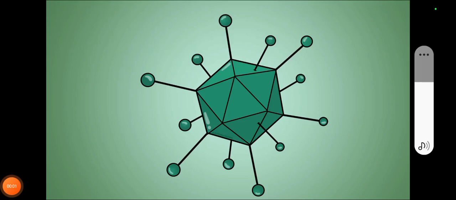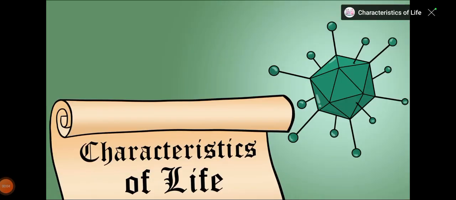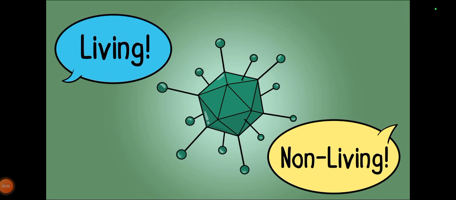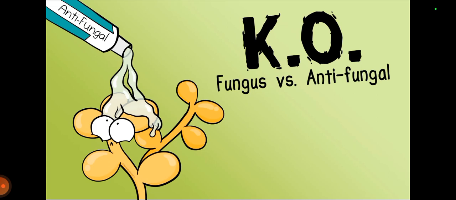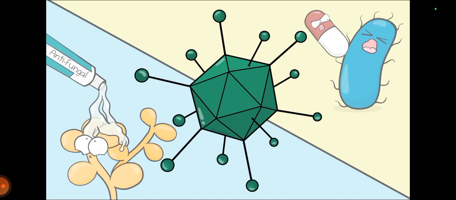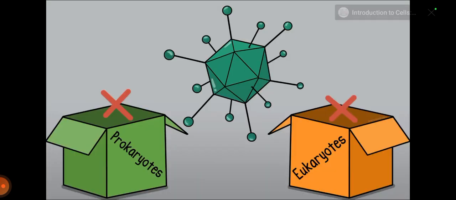Viruses are not classified as living things since they lack many characteristics of life, but there is some debate in calling them non-living as well. Medications like antibiotics attack bacteria like E. coli, which are living cells. Antifungal medications can be used on fungi like athlete's foot, which are made of living cells. Viruses are not bacteria or fungi. You can't classify a virus as a prokaryote or a eukaryote either because it's not a cell.